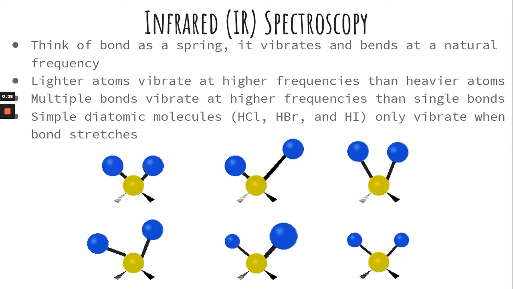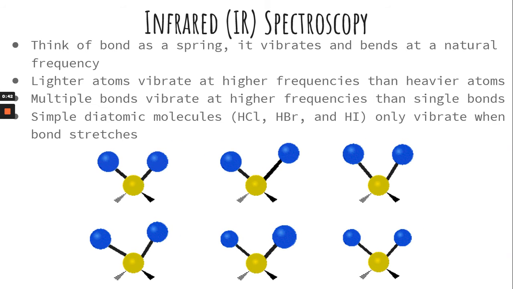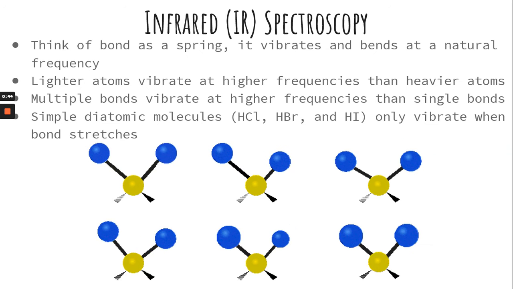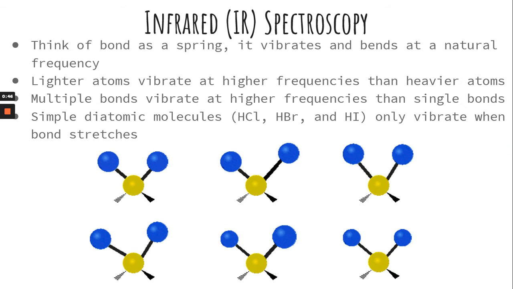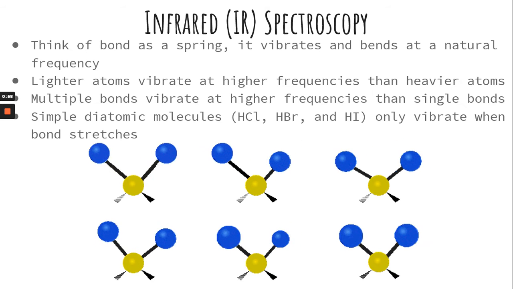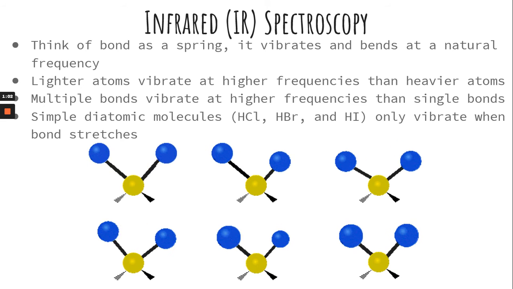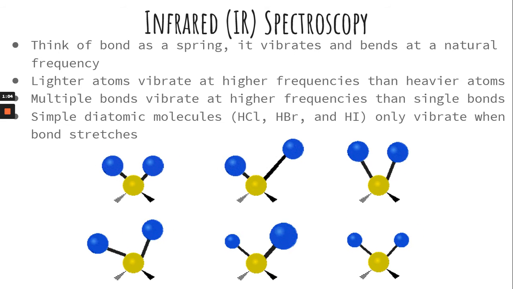And then the most simple diatomic molecules like HCl, HBr, HI only vibrate in the bond stretching, which means they're not going to rotate or come out towards you because they're just two regular bonds. So they would do what the top row of molecules is showing as opposed to what the bottom row of molecules is showing, because they don't have a point at which they can bend.